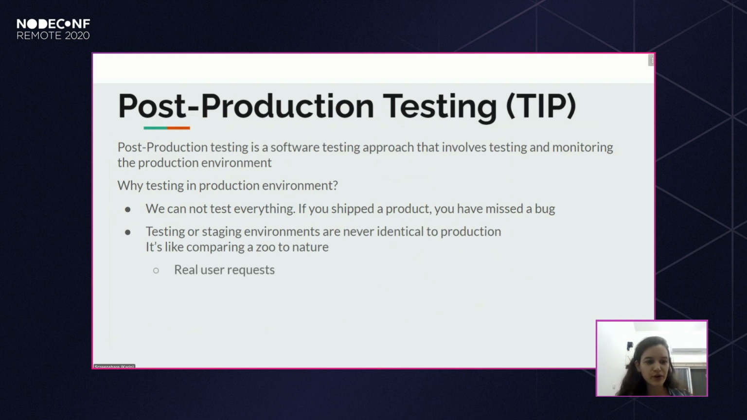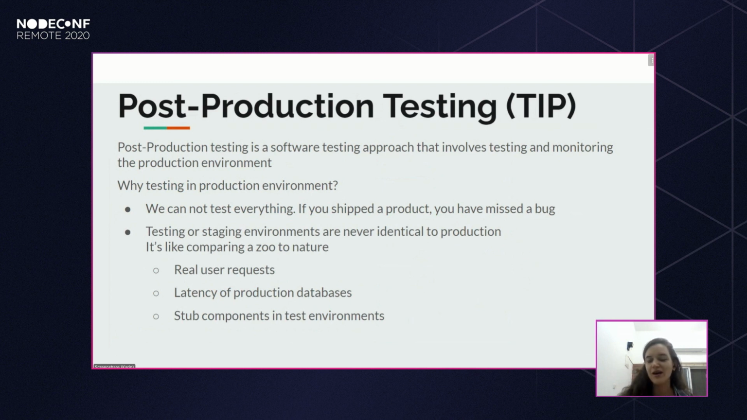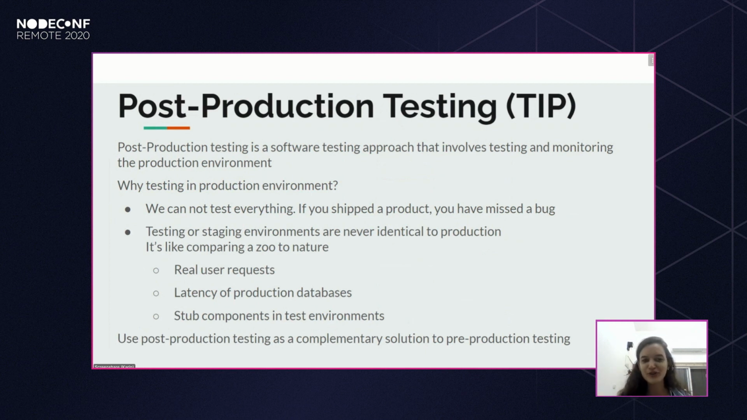In production, you have real user requests, you have latency of the databases, and when you're testing, you're using stubs, while in production, there is no stub, okay? The stub is written by you. It can be buggy, it can be different from the real production component that you're stubbing, and it could work differently. I think I made my point why you should do post-production testing. Don't only do that, right? You should use it as a complementary solution to the pre-production testing.